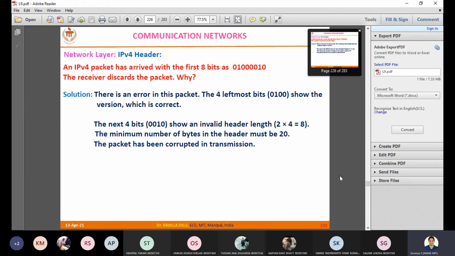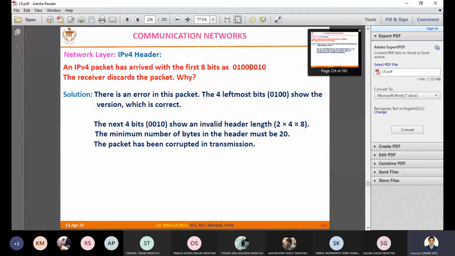This is one of the problems that you can expect from the header part. The IPv4 packet has arrived with the first 8 bits as this, but the receiver discards the packet. Why should it discard? Remember, the first 8 bits is nothing but the first 4 bits is for version and the next 4 bits is the header length, whose value should be a minimum of 5. That is 101.